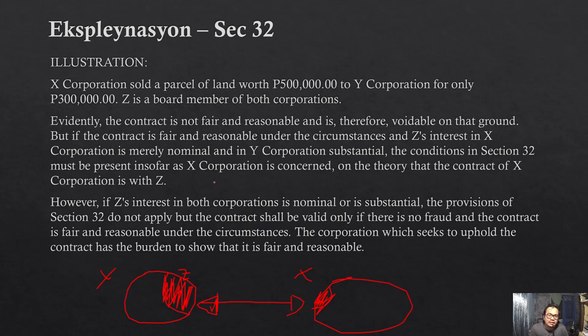Ngayon, if the case is this one, na si Z, yung director, yung interest niya in both corporations is nominal, both ha, or both substantial, then the provisions of Section 32 do not apply, but the contract shall be valid if there is no fraud and the contract is fair and reasonable under the circumstances. The corporation, which seeks to uphold the contract, has the burden to show that it is fair and reasonable.